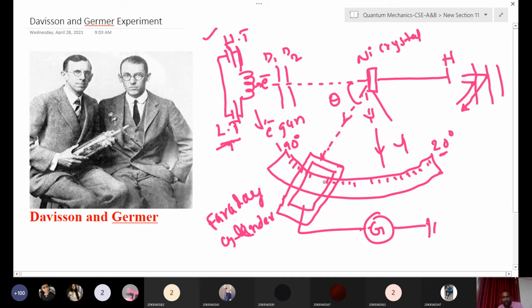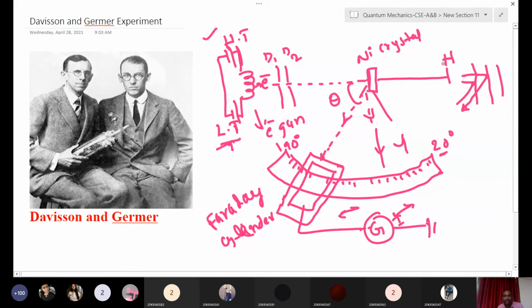On the circular scale we have a Faraday cylinder. Why do we use a Faraday cylinder? To collect the electrons. Whatever electrons come from the nickel crystal will come to the Faraday cylinder. This Faraday cylinder is connected to a galvanometer. Here the galvanometer measures the current, how many electrons came into this cylinder. You can move this Faraday cylinder to and fro to different angles and collect the current. That is the experimental setup.